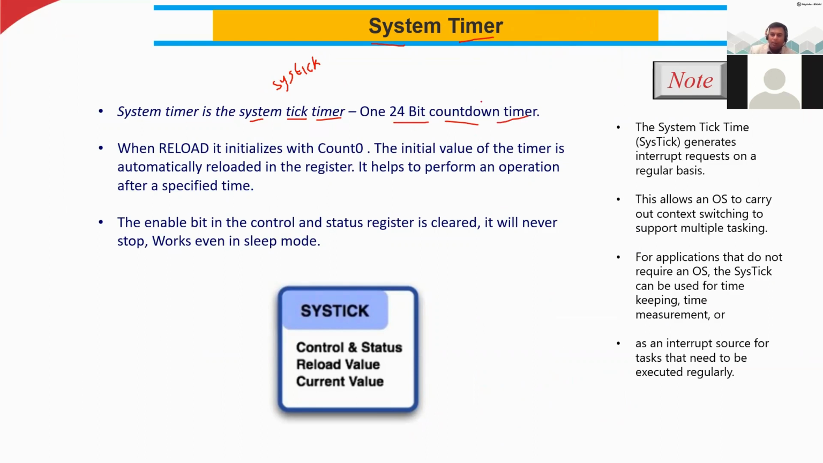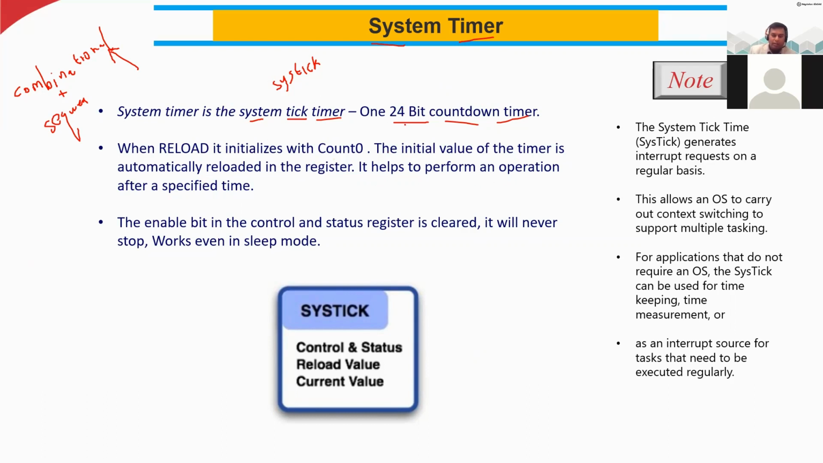It can count up, count down, or count up and down. This countdown timer comes under combinational circuits. You should know how to design the counter, but of course that's not important now. This microcontroller has a 24-bit countdown timer. When reloaded, it initializes with the count 0. The initial value of the timer is automatically reloaded in the register. It helps to perform an operation after a specified time.